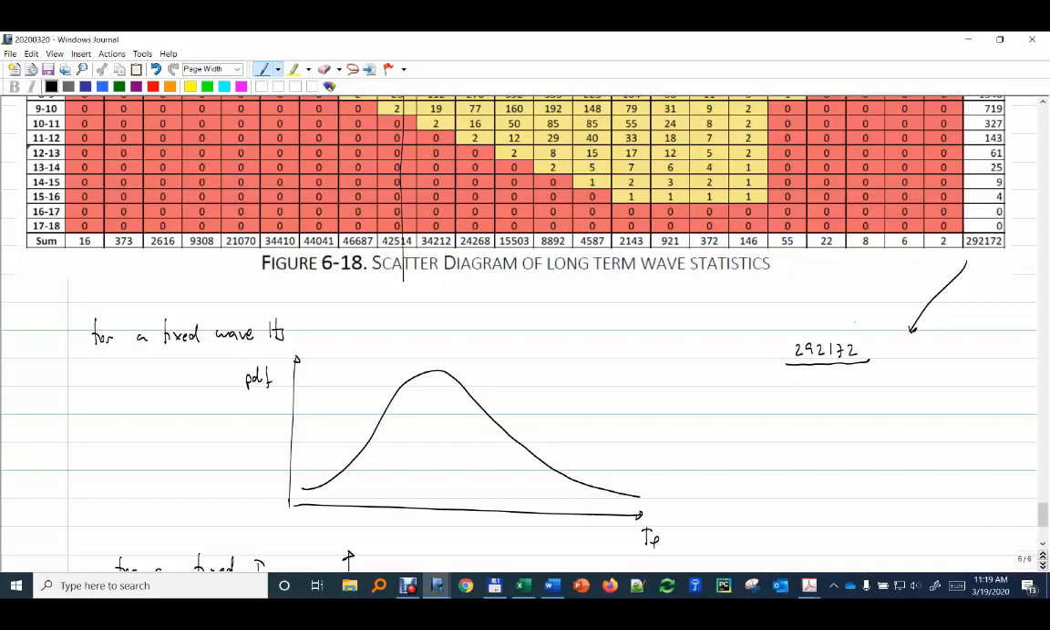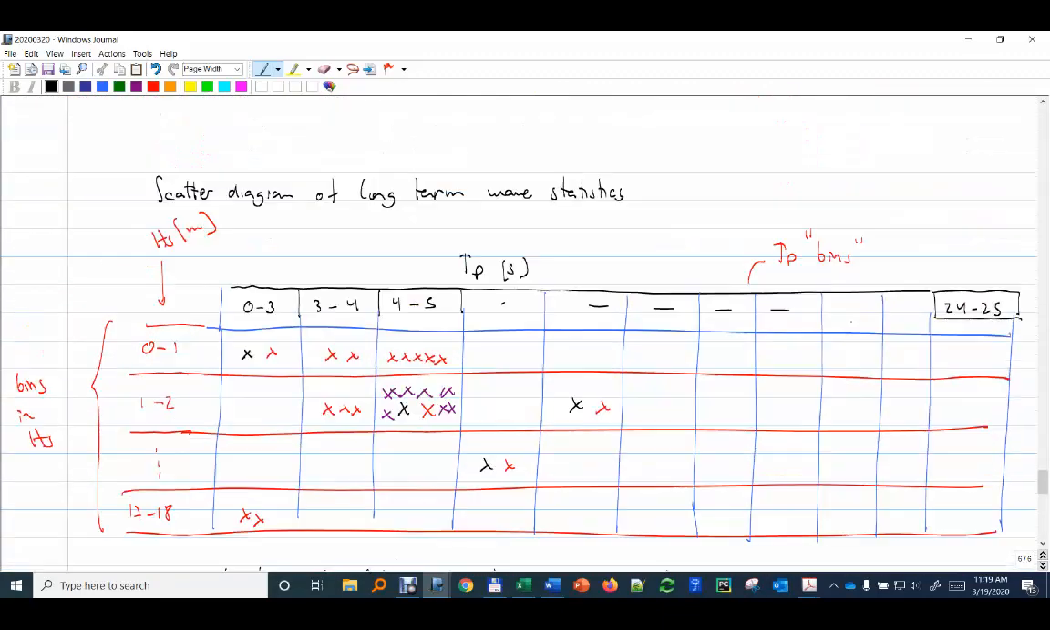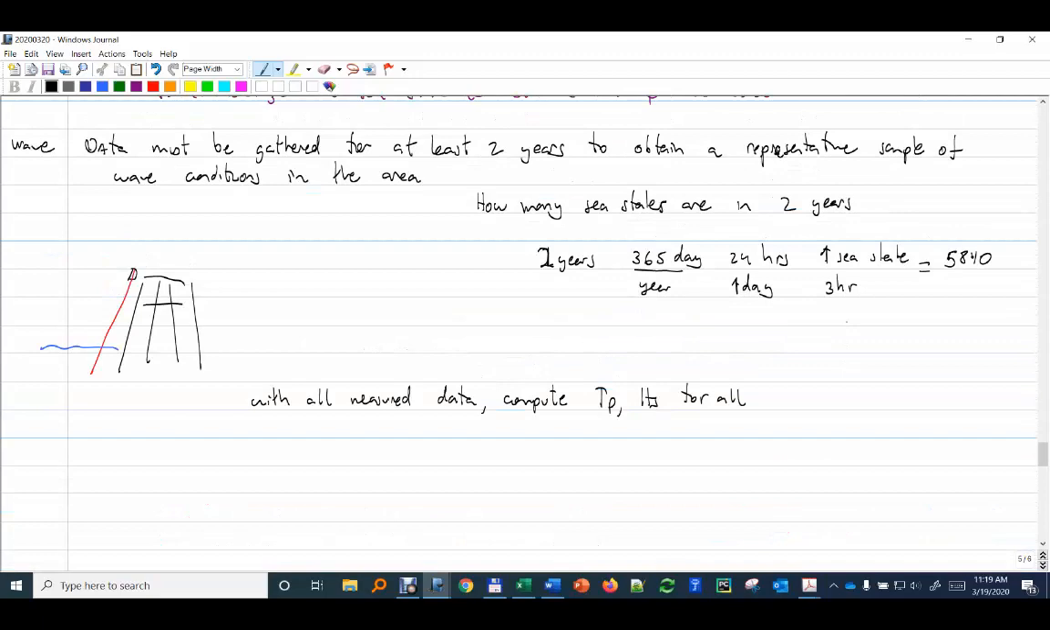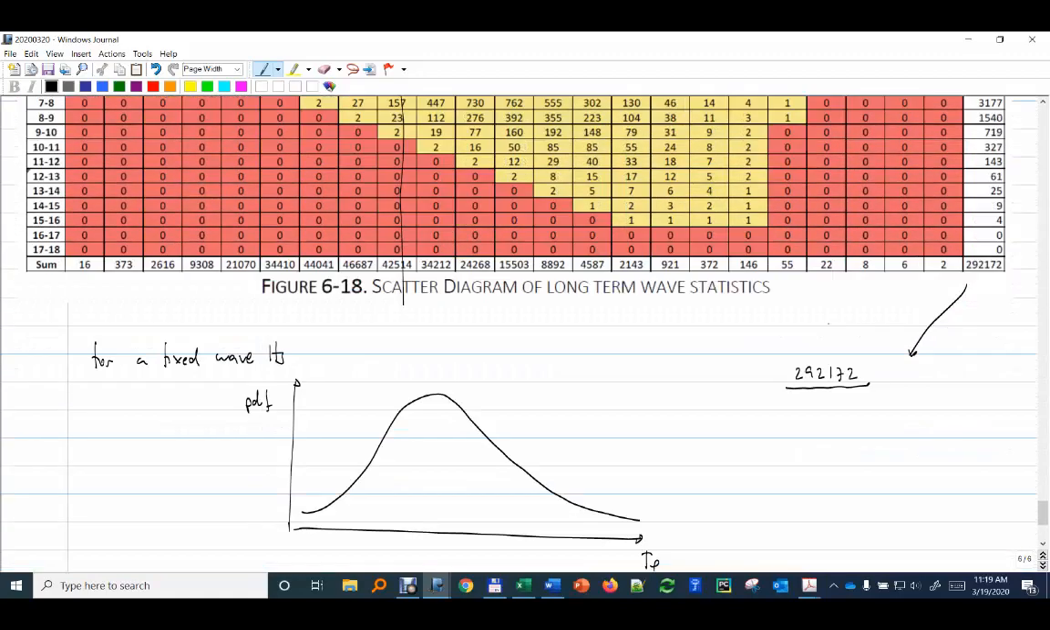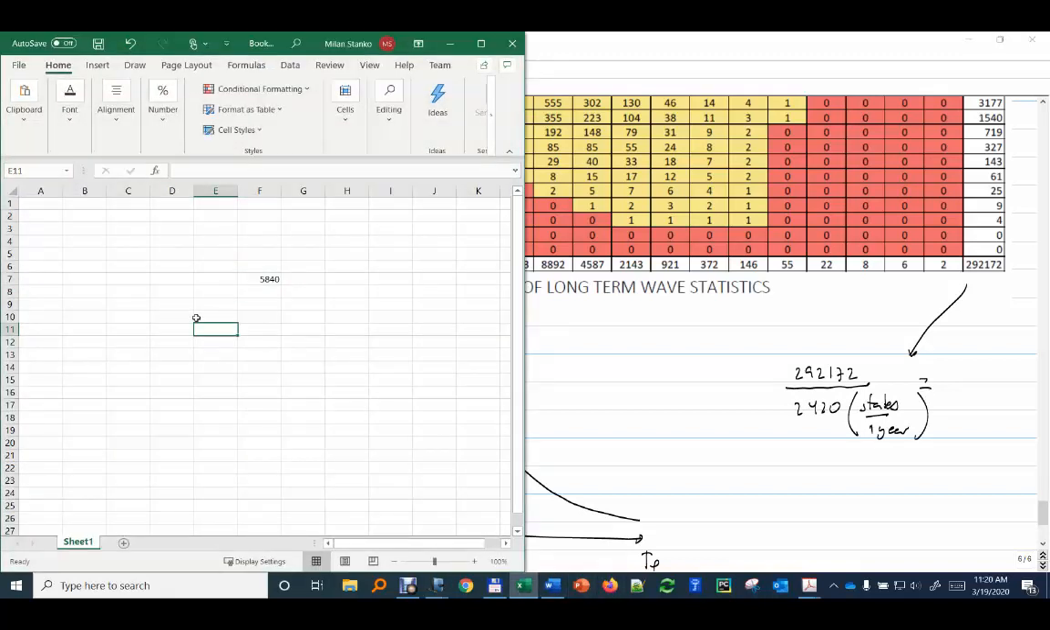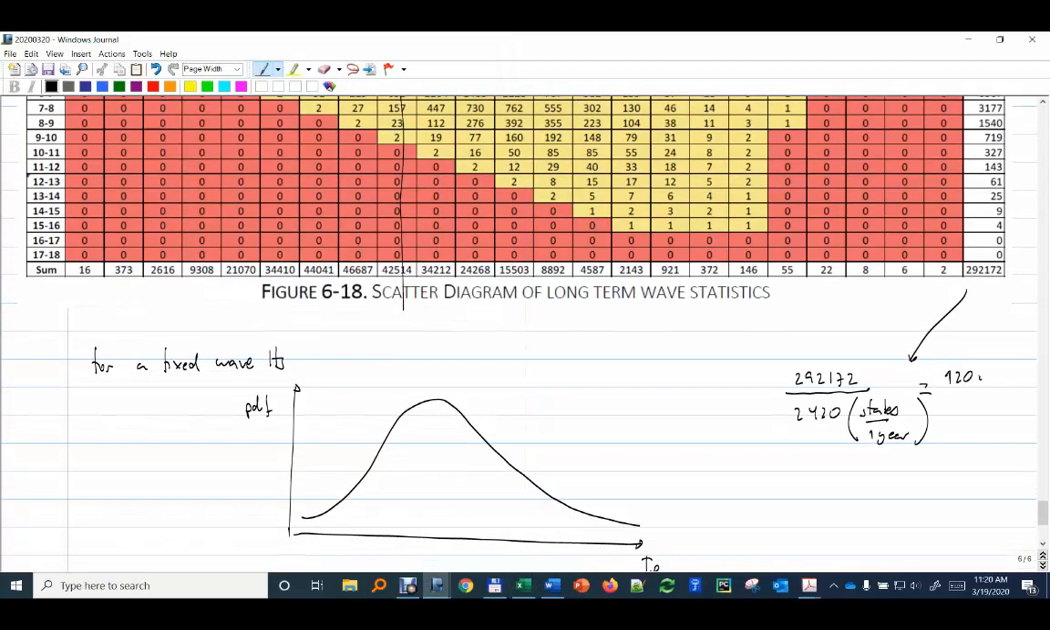how many sea states did we have in a year? In 1 year we have 24 times 20, half of that, 2 for 20, and these are states in 1 year. So that gives me quite a lot of years. They had to be measuring this data, or they had different sensors measuring in the same period. 292,172 divided by 2 for 20. Okay, 120 years.